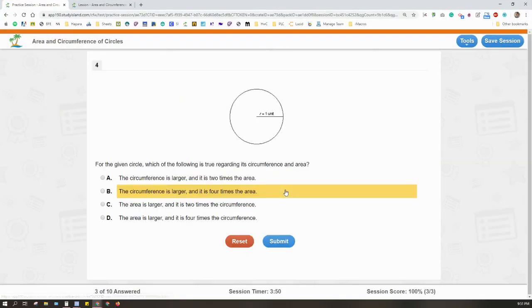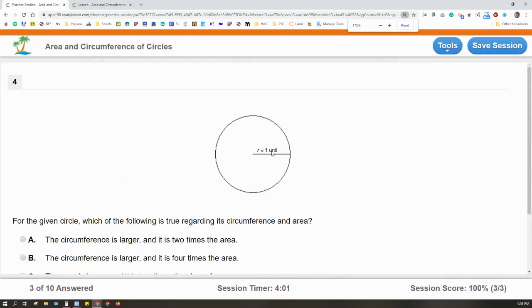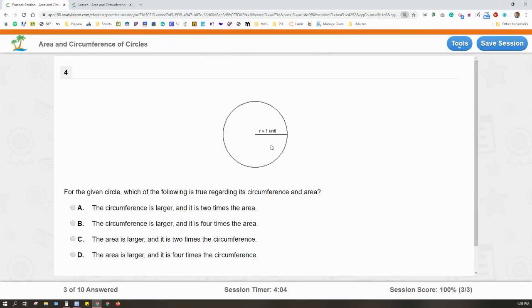Number 4. For the given circle, which of the following is true regarding its circumference and area? All right, remember the radius up here is 1 unit. So 1 inch, 1 meter, 1 whatever, it's 1. A, the circumference is larger, and it's 2 times the area. Okay, well, let's find out what the circumference and the area is. If we're going to have to compare their measurements, we better figure out what they are. So let's go figure out the circumference and the area of a circle with a radius of 1 unit.